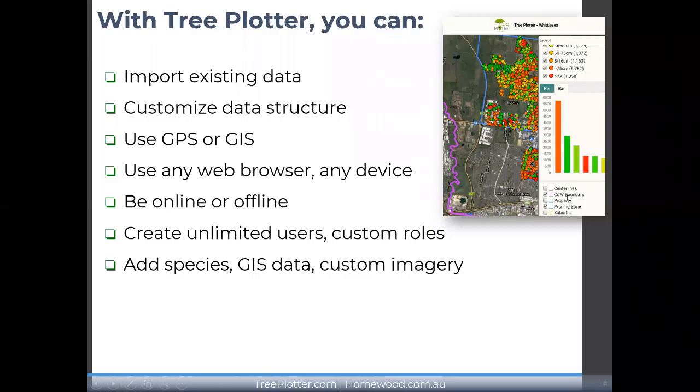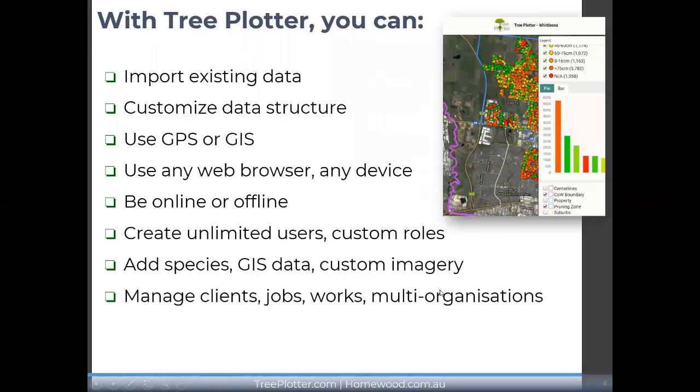We can also overlay, you can see right here in the screenshot at the top right, all sorts of GIS boundaries. We can do custom aerial imagery, things like that. So if you have imagery on a server already in your area, we can display that instead of our default imagery, which is Google and ESRI. And as we showed just a minute ago, you can manage different clients, jobs, works, and also have this be a multi-organizational tool, which is very similar to what we just showed a minute ago.